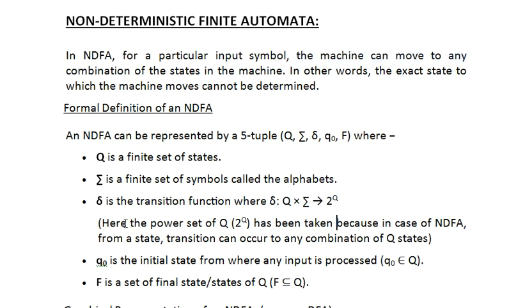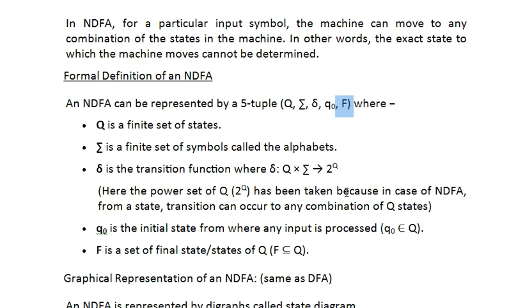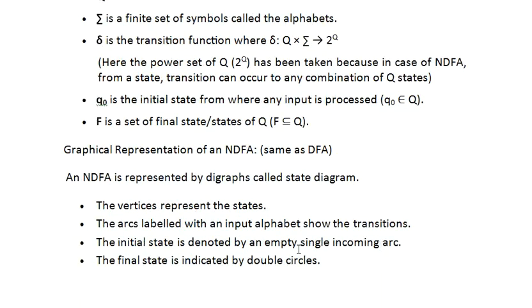As I've told you, here the power set of Q, that is 2 to the power Q, has been taken because in case of NFA, from a state, transition can occur to any combination of Q states. Now last is Q naught, which is the initial state from where any input is processed, and finally F, that is your final state, correct? So this is the general formal description of NFA, which is similar to what you know about DFA, that is 5 tuples only. And the graphical representation is the same as DFA, and generally the diagram is called the state diagram, correct?